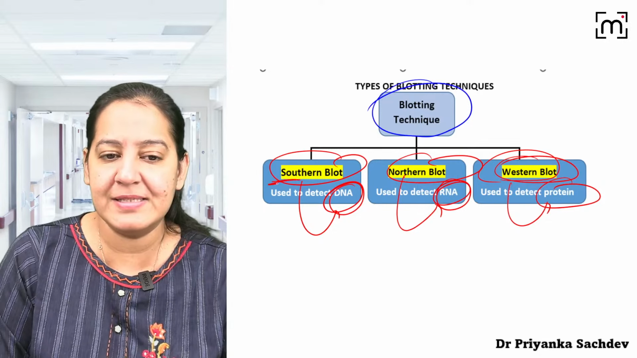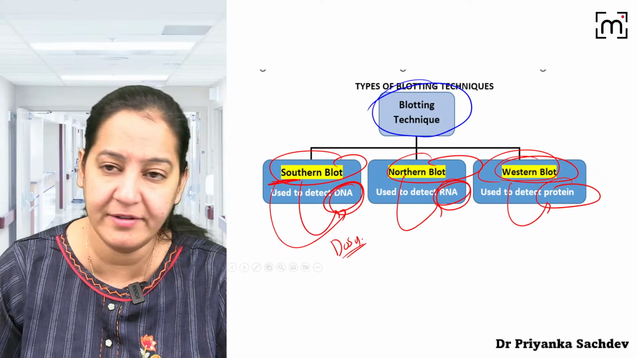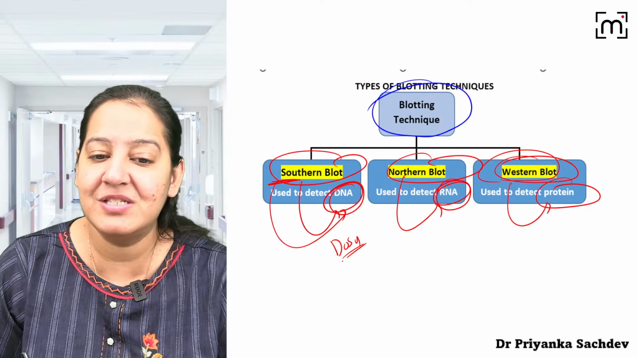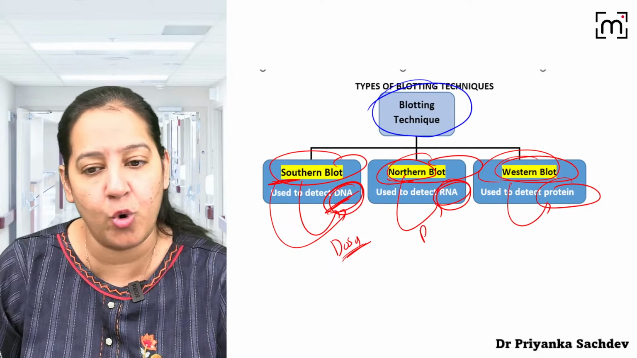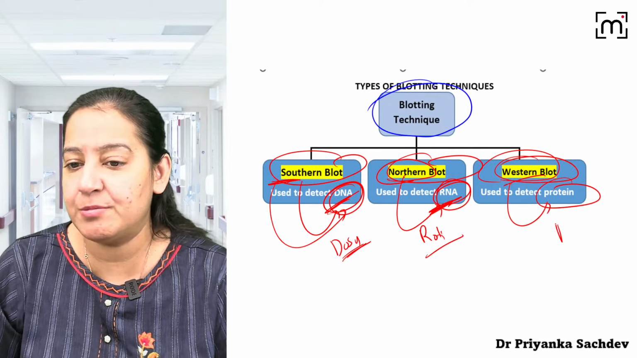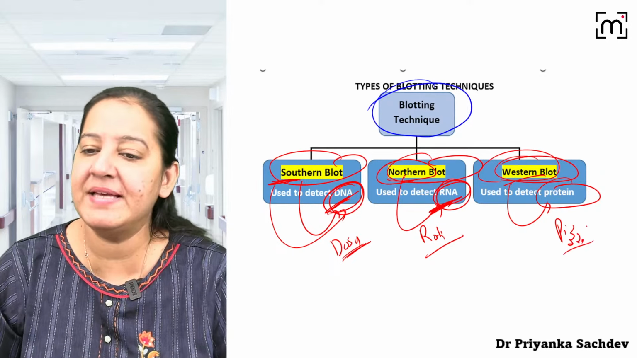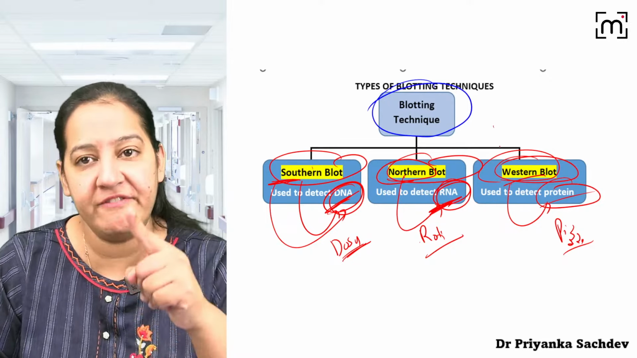You know, in South, the dosa is famous. Have you eaten the dosa of the South? So dosa is DNA. South ka dosa. In North India, roti is famous, so roti is RNA. And in the West, pizza is famous, so pizza is protein. South ka dosa, North ki roti, West ka pizza.